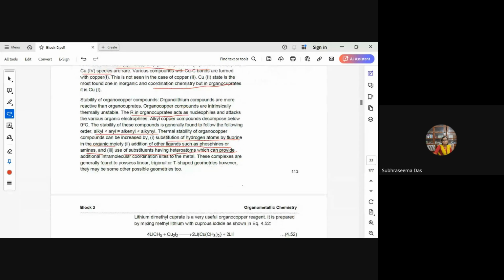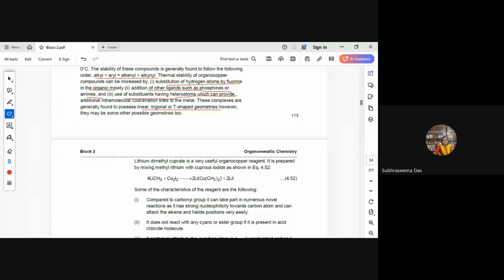Mostly the complexes are found to possess either linear or T-shaped geometries. However, other geometries are also possible. Now looking at lithium dimethyl cuprate, this is a very common cuprate, a compound of copper, and it is a very useful organocopper reagent. It is prepared by the equation shown in 4.52. First copper iodide, cuprous iodide to be particular, is mixed with methyl lithium.